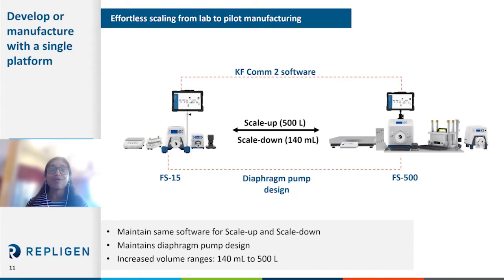Now you're probably wondering, how do these systems scale? They scale directly. The FS15 handles volumes from 140 mils to 15 liters, and the FS500 from 1.2 liters to 500 liters. The software, the pump design, back pressure valve, and the scale technology all remain the same. The only difference is that the components are larger because they need to process larger volumes. There's really no new learning between the two scales, which makes scaling up and down very easy.